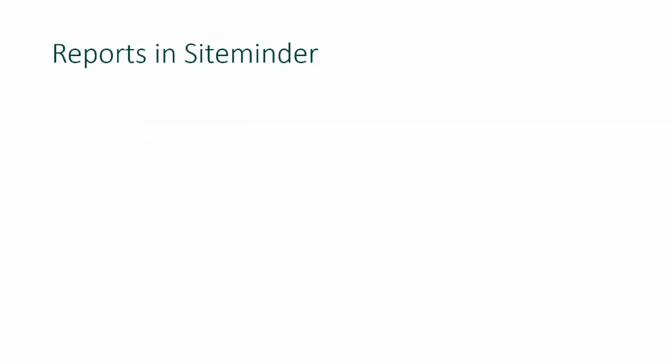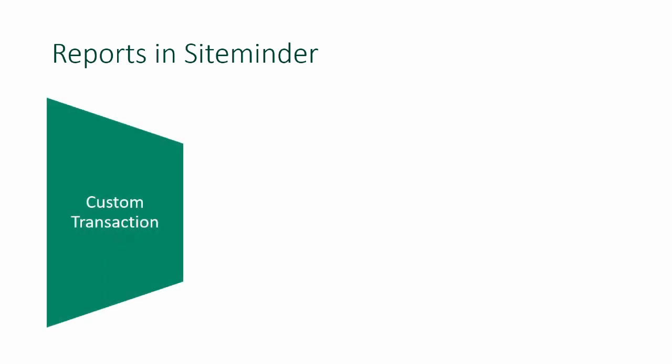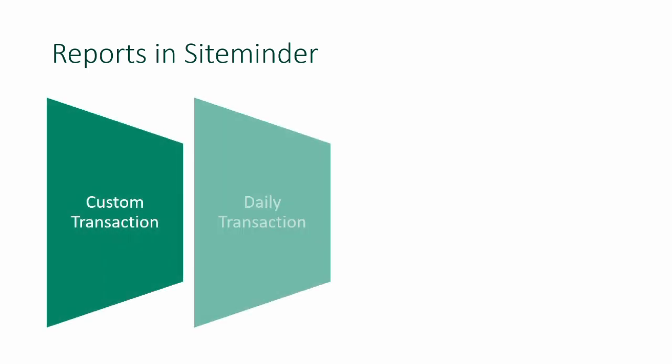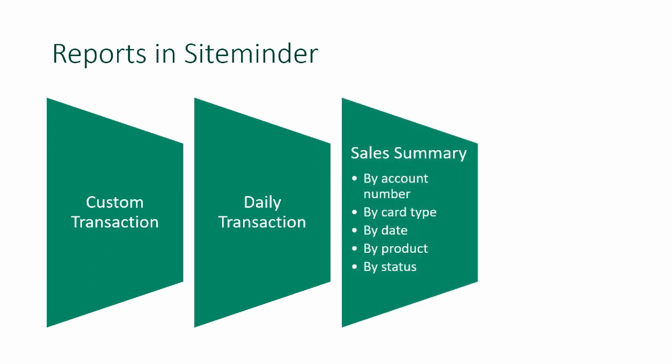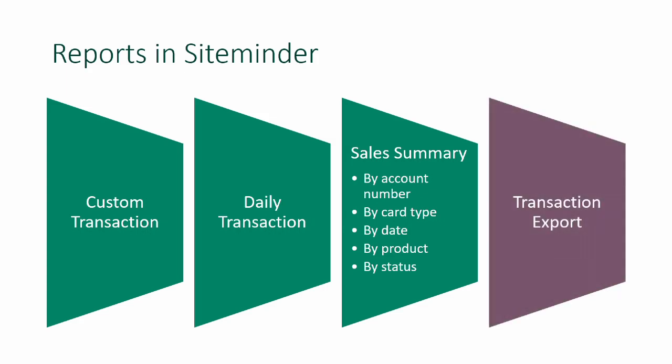In Siteminder, there's a couple of different reports that we can make. We can make use of the custom transaction report, the daily transaction report, and the different sales summary reports, which are subfiltered by account number, card type, date, product, and status. We can also use transaction exports, which are slightly different than reports in ways that I will explain shortly.